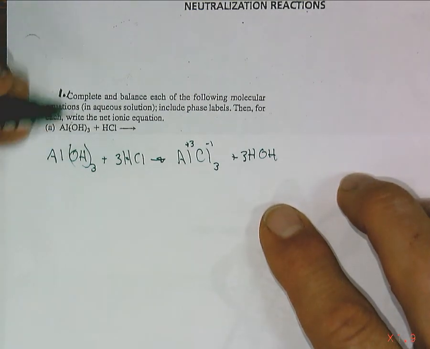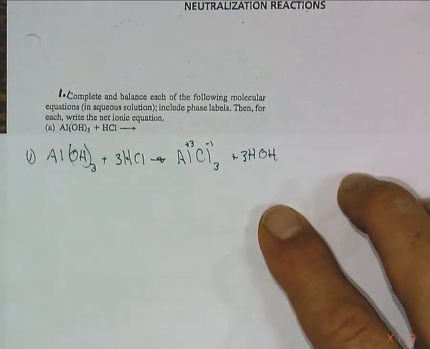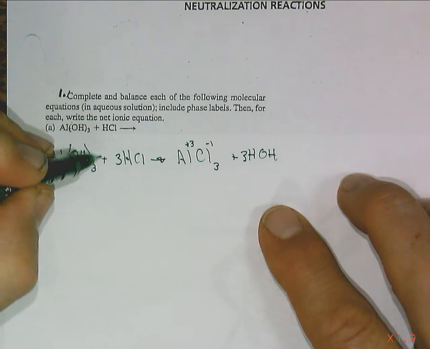And now phases. This is step 1, so to speak, of the steps in your notes on how to write net ionic equations. Step 1 is to get the balanced equation. Step 2 is to decide what is going to dissociate into ions and what will not. So in other words, we're going to decide what our phases are.